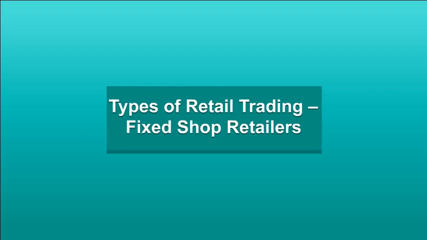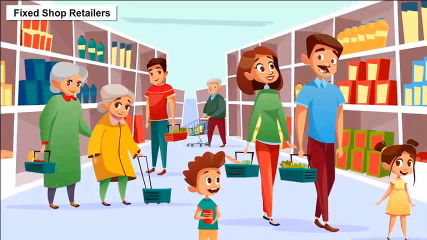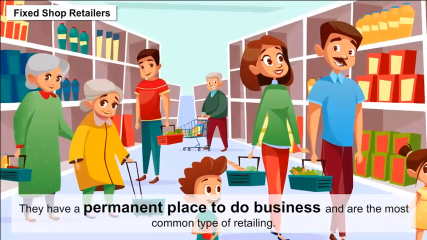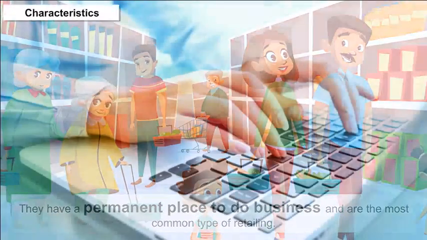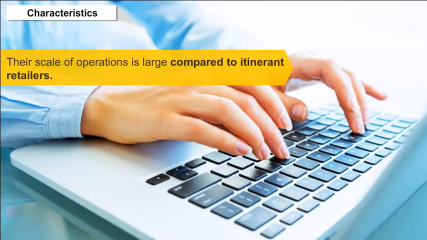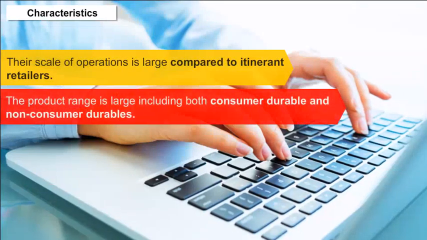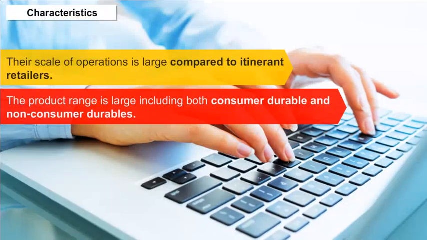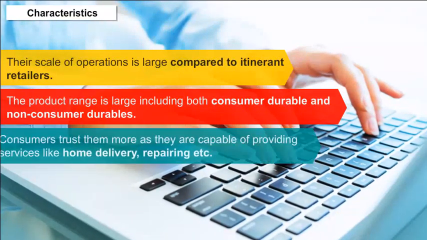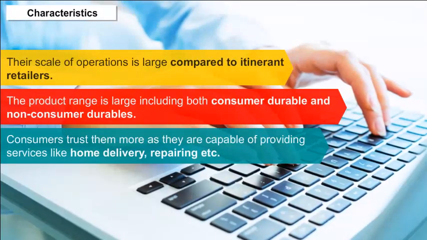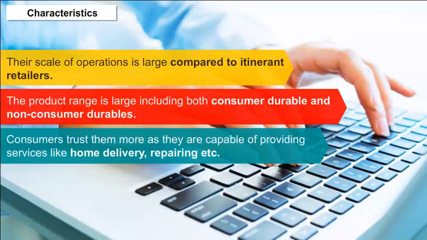Types of retail trading. Fixed shop retailers. They have a permanent place to do business and are the most common type of retailing. Characteristics. Their scale of operations is large compared to itinerant retailers. The product range is large, including both consumer durable and non-consumer durables. Consumers trust them more as they are capable of providing services like home delivery, repairing, etc.